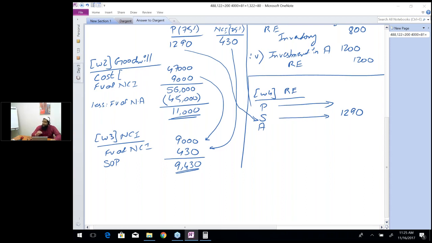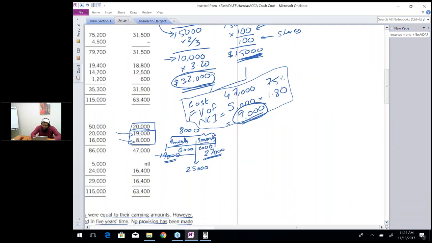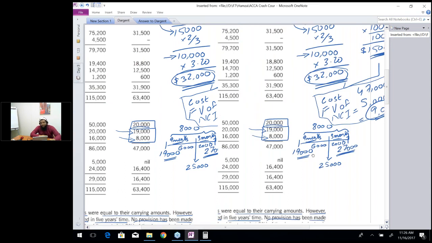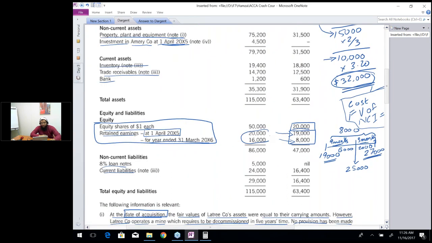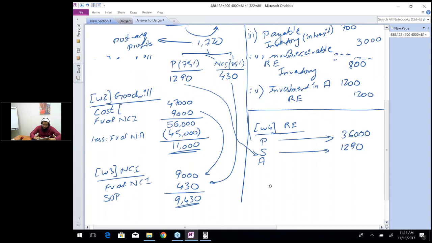So let's check parents' retained earnings. Parents' retained earnings can be seen from the question, which is going to be the sum of both opening plus for the year, which is 36,000. 20 plus 16 is 36,000. So parents' retained earnings is 36,000. Parents' share in subsidiary's profit is 1290, and now we are going to incorporate the adjustments.